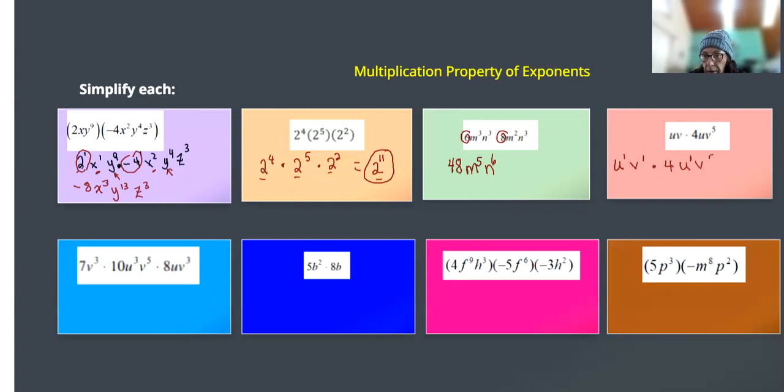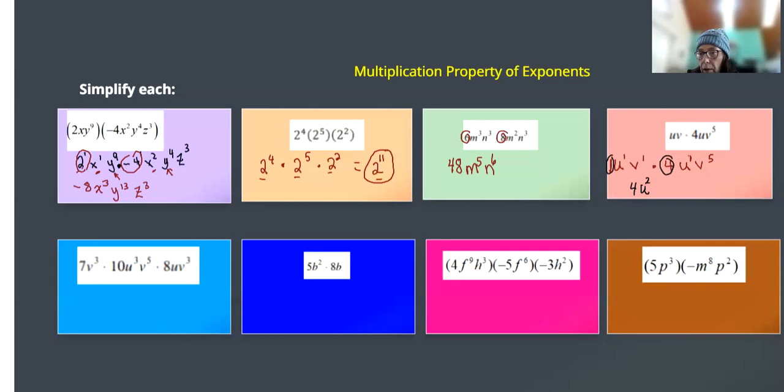There's nothing out front here. If you want to put a 1 there, you can. So what are we going to do first? We're going to multiply those coefficients out front. I've got a 1 times 4, which is 4. Everything is multiplying, so we're using the product rule. We've got a common u in both of them, so let's bring down the u and then add the exponents. 1 and 1 makes 2.